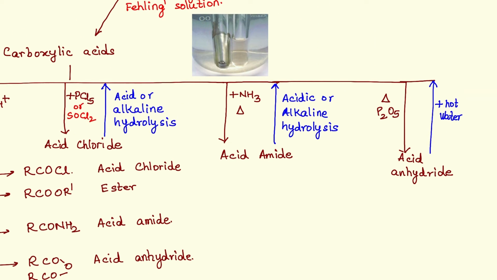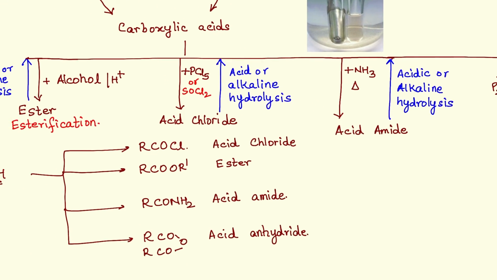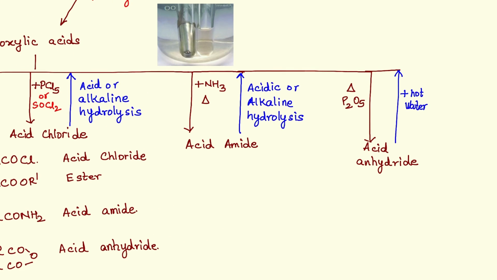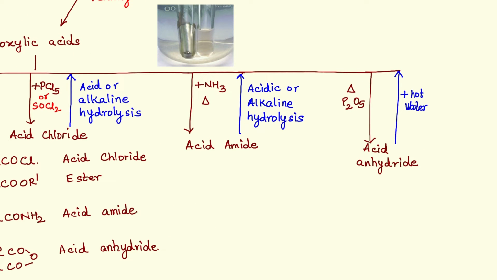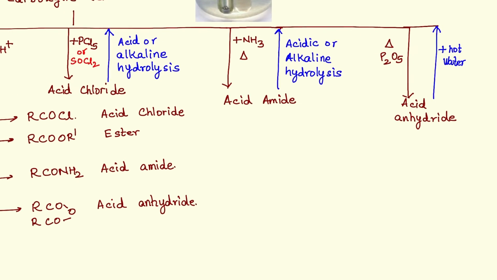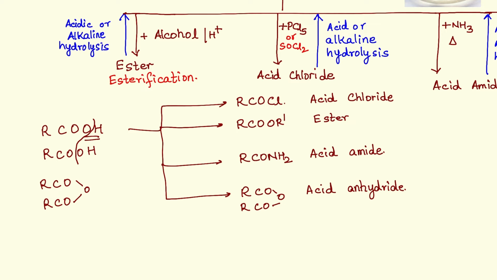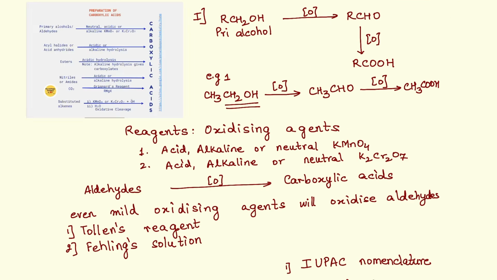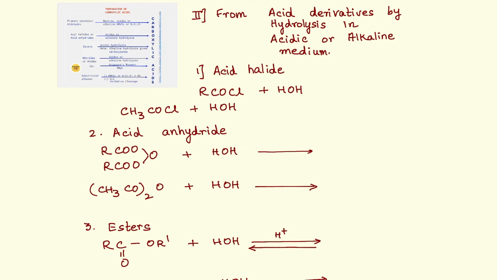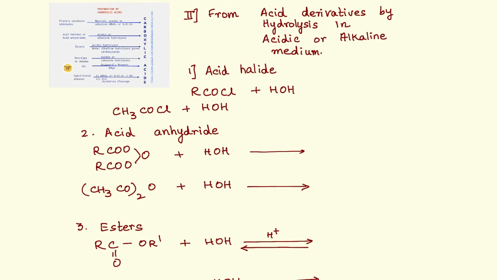Third, how to convert it into an acid amide? Simply by treating it with ammonia at high temperature. So the OH gets replaced by the NH2 group. Fourth, again you heat it in the presence of a dehydrating agent like phosphorus pentaoxide, and you get acid anhydride. In all of this, what you are doing is getting rid of the OH group. If somehow I can add the OH group back, I will get the acid. And that's exactly what we are going to do in the preparation of carboxylic acids.